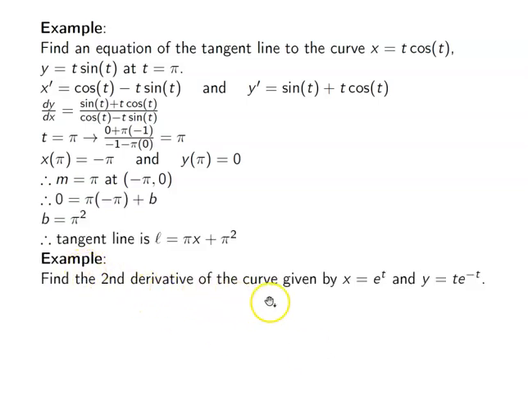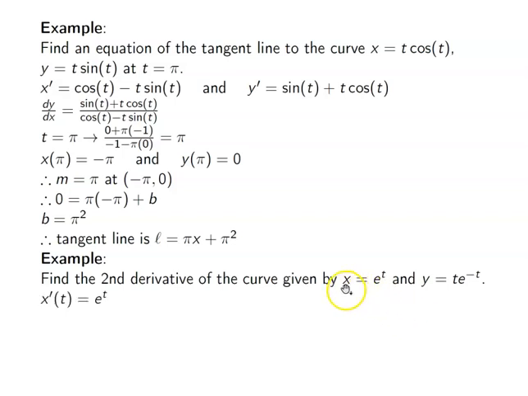Okay, so we want to find the second derivative for the curve that is formed by x equals e to the t and y equals t e to the negative t. So the first thing we have to do, very similar to this, is find the derivative for this curve. So I'm going to differentiate y, I'm going to differentiate x, and I'm going to put the derivative of y over the derivative of x. Again, both of those I'm differentiating with respect to t.